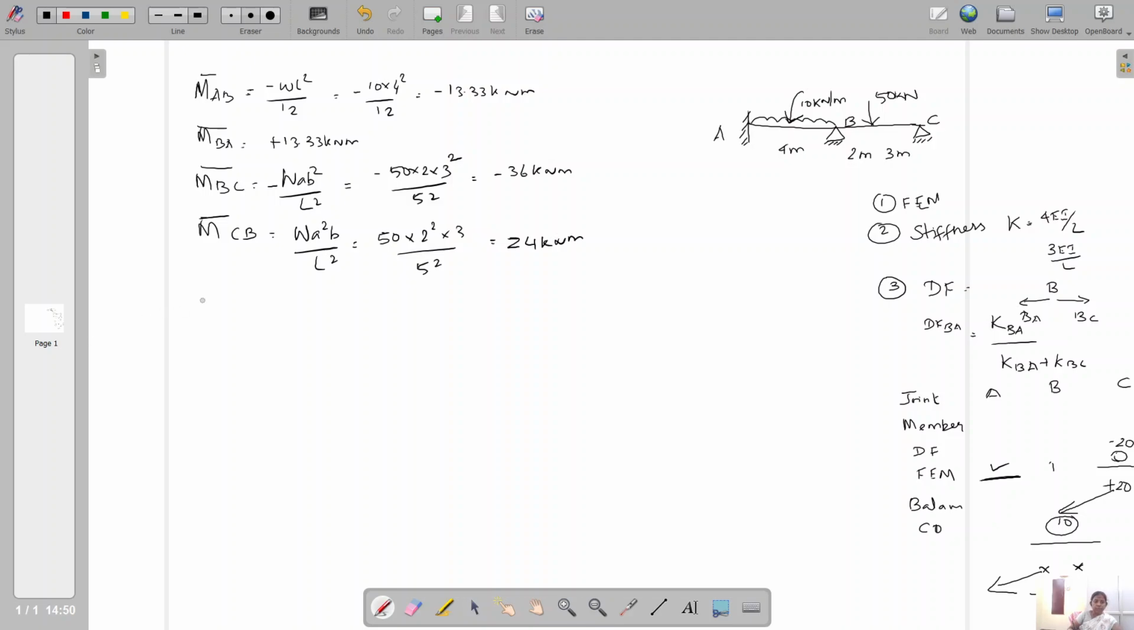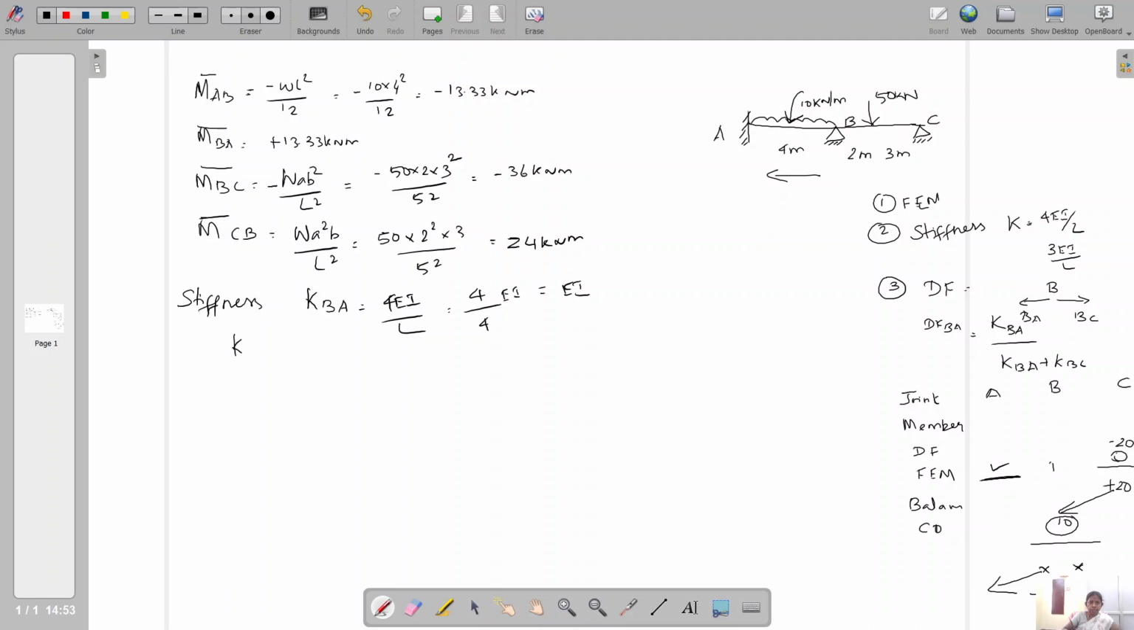So next step is to find the stiffness value. So the K value, K B to A. Just observe from B to A, it is a fixed support. So it is 4EI by L when the far end is fixed. So the span for A to B or B to A is 4. So finally we get EI as the stiffness for BA span.